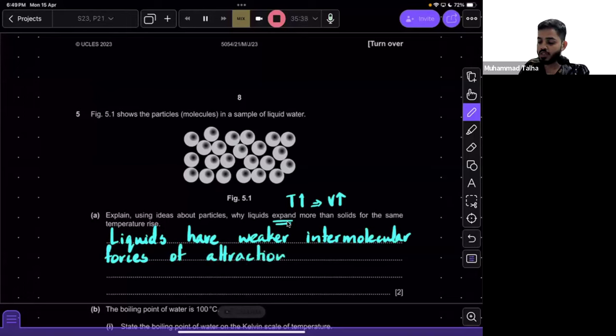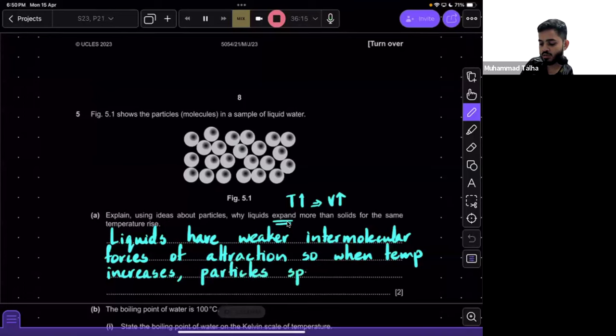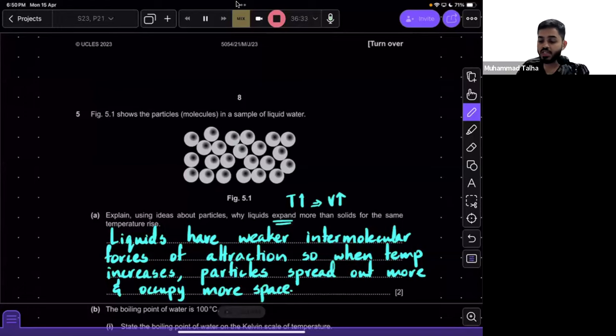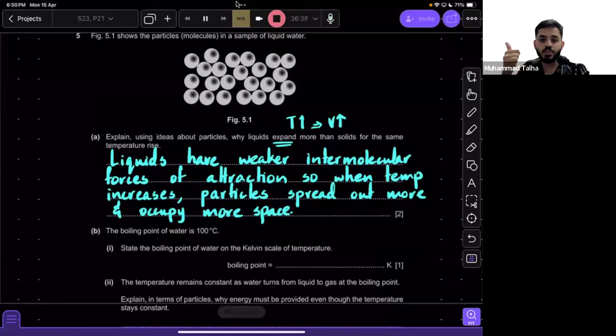And how does this affect the expansion? It is because temperature in the language of the kinetic model of matter is the average kinetic energy of the particles. So now when the temperature goes up, the kinetic energy also goes up. But because the intermolecular forces are weaker, they can spread out more easily. So their volume increases more, so they expand more. So when temperature increases, particles spread out more and occupy more space. All right. These reasonings, make sure you have your head wrapped around these. So how temperature and volume correlate, how pressure and volume relate. You should know this stuff.